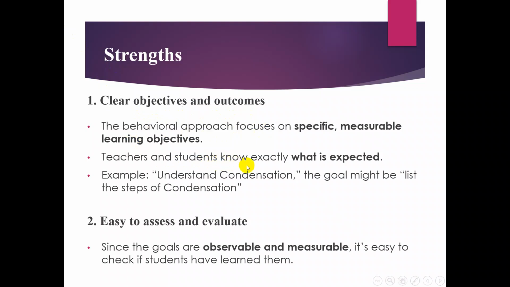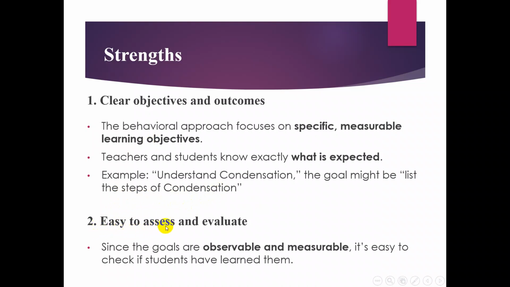Teacher and the students know exactly what is expected. For example, understand condensation. But if you want to write this goal, we cannot use understand. We're supposed to write the goal might be list the steps of condensation. How the condensation happened, for example, evaporation, then condensation, then drops of water, etc. I mean here, the example, we should be specific. List the steps of condensation. This is as a goal, because we can measure after that.